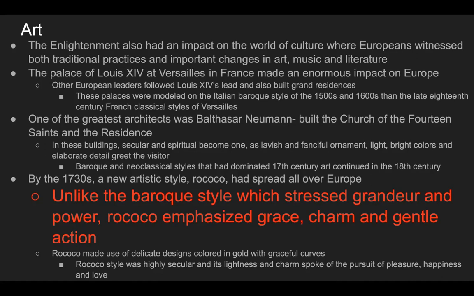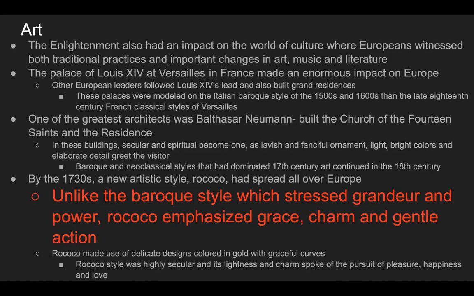One of the greatest architects was a guy named Balthasar Neumann. He built the Church of the 14 Saints and the residence in Germany. In these buildings, secular and spiritual became one, as lavish and fanciful ornament, light, bright colors, and elaborate detail greet the visitor.